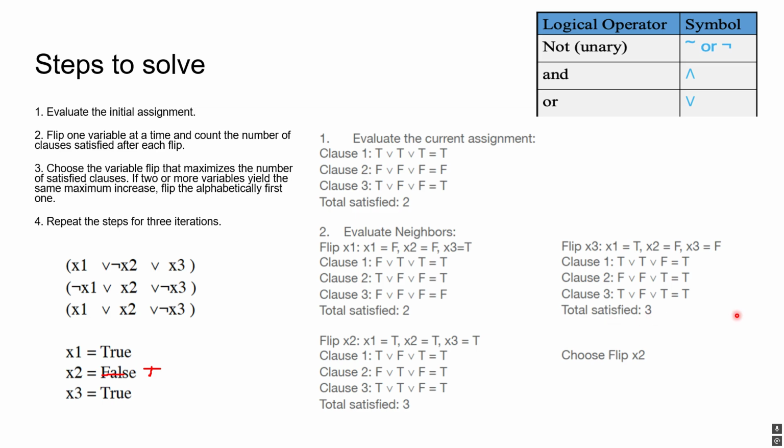Afterwards, you'll go to step 3. Choose the variable flip that maximizes the number of satisfied clauses. If 2 or more variables yield the same maximum increase, flip the alphabetical first one. In this case, x2 is alphabetically first compared to x3. Even though they both had the same maximum increase, we are going to flip x2. And because all of them have been satisfied, that is all we have to do. So the only thing we have to do is flip x2, and your final will be x1 is equal to true, x2 is equal to true, and x3 is equal to true.